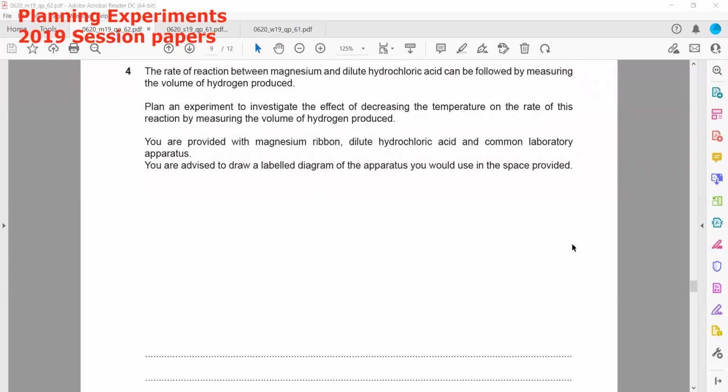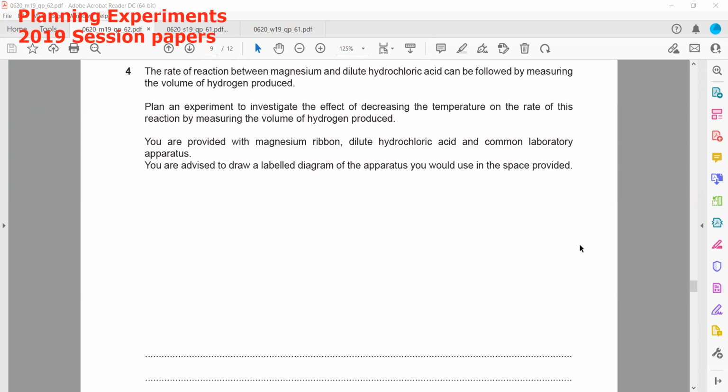This session is related to planning experiments from the 2019 papers. The first one: the rate of a reaction between magnesium and dilute hydrochloric acid can be followed by measuring the volume of hydrogen gas produced. Plan an experiment to investigate the effect of decreasing the temperature on the rate of this reaction.